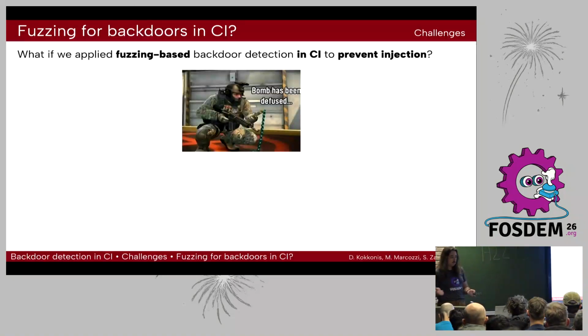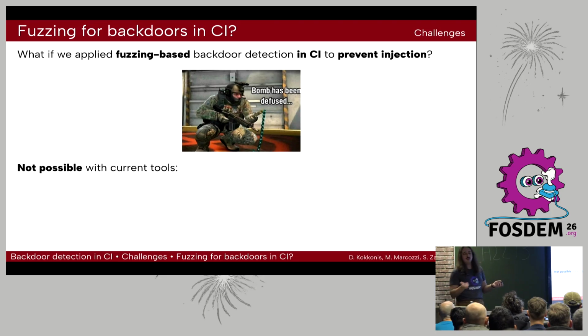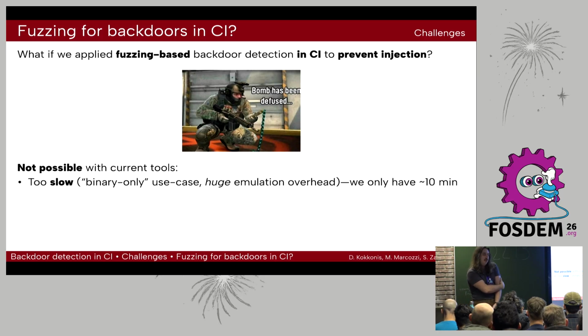So why don't we just apply the approach we talked about yesterday in the security dev room in the CI? Surely you can just plug it in. Actually, no, there are a bunch of problems. First of all, it's way too slow. The approach, if you caught the talk yesterday, targets binary-only programs, so there's a huge emulation overhead, and you can't just run that in CI. You can't run it in 10 minutes.